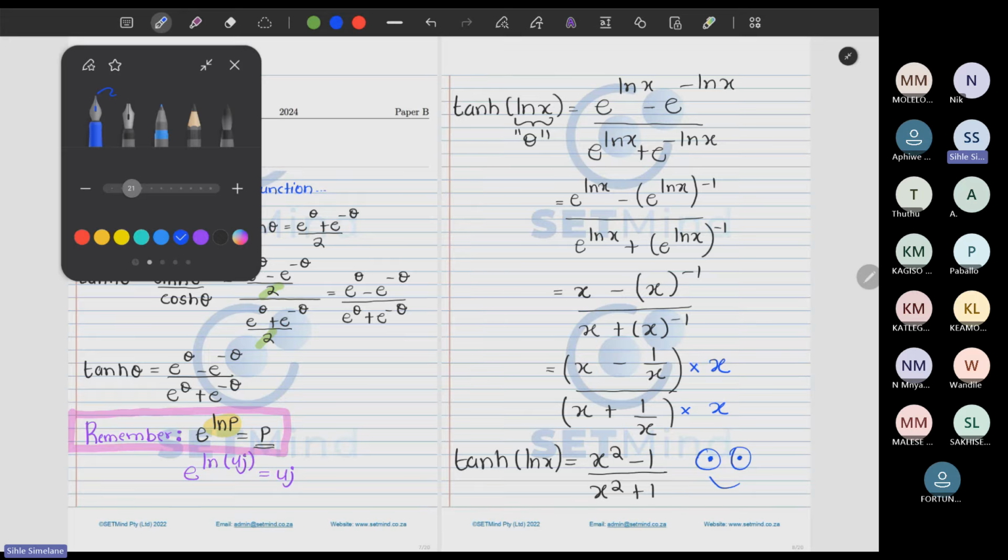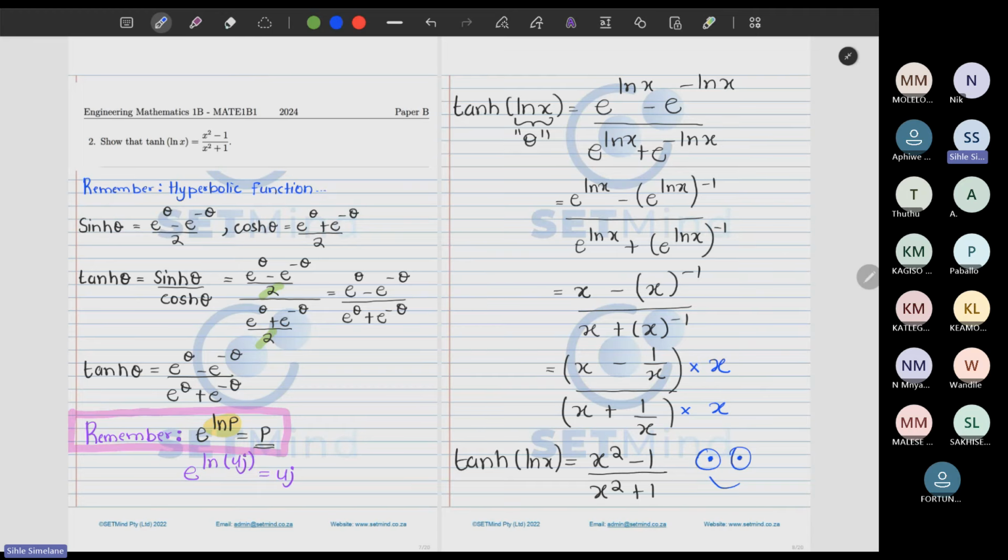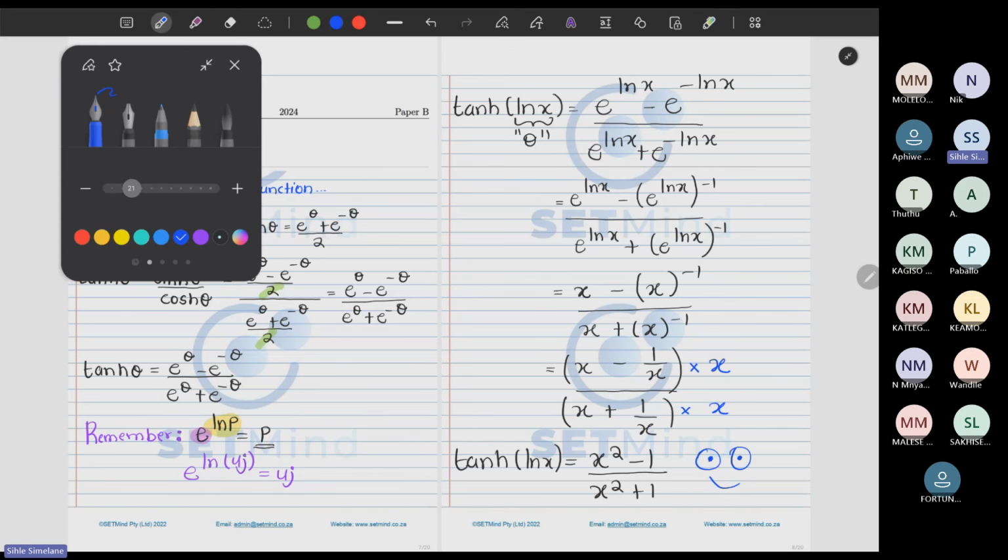So we are done with this question. Very easy. You needed to remember your hyperbolic functions and this identity in the pink box. This is very important. Let's go to the next question.